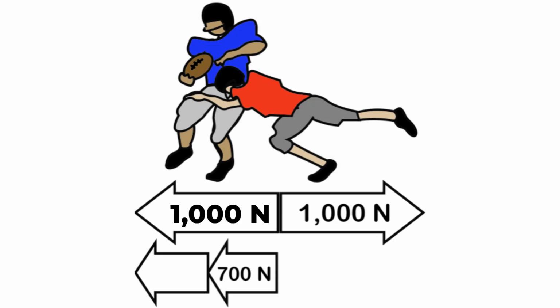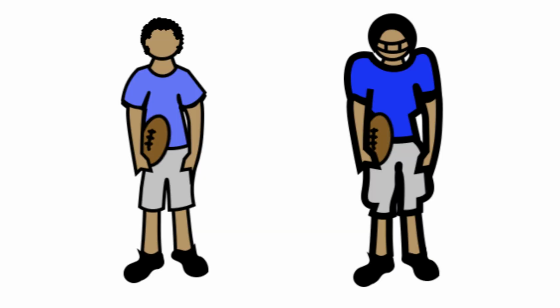The padding gets 700 newtons of the hit, so how much will the person actually feel? Since forces are equal and opposite, we still have to have 1,000 newtons. So that means 1,000 minus 700 is 300, and the person will feel 300 newtons of force. Pads don't make the force disappear. Both players still push on each other with equal and opposite forces during the tackle. That part is guaranteed by Newton's third law.